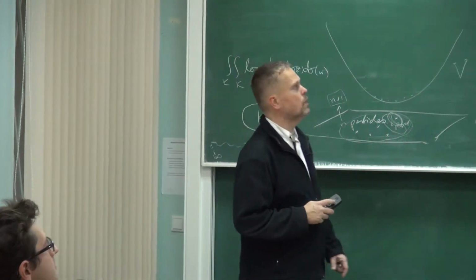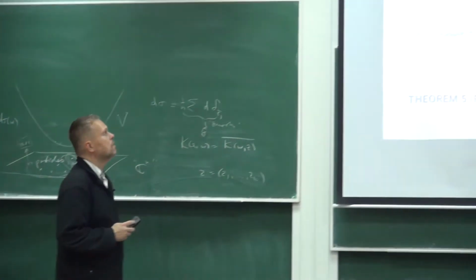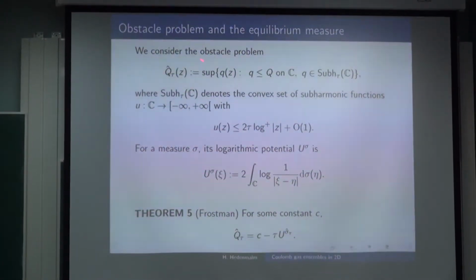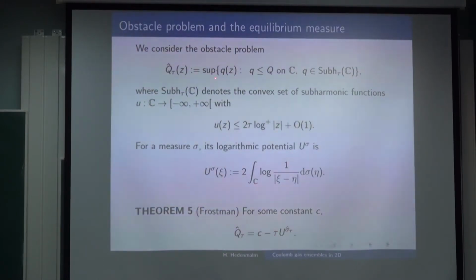Okay, we come to one more part of the general understanding of the problem. So we now look at this so-called obstacle problem, where you take the supremum, pointwise, over all functions little q, where the little q is less than or equal to this capital Q, and then little q is taken from a specific class of functions. The class of functions is the functions called the subharmonic with parameter tau in the plane, and they have this kind of behavior near infinity.